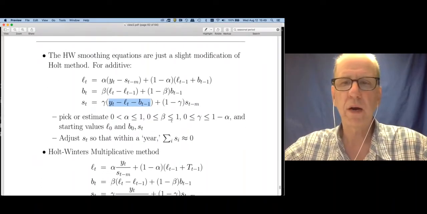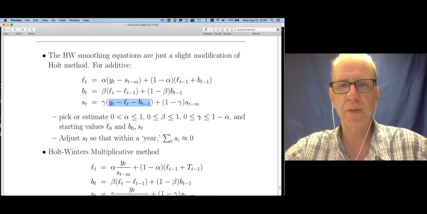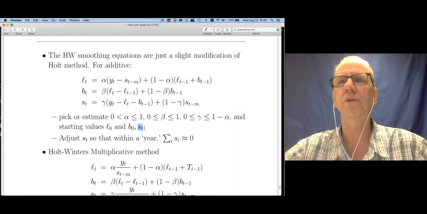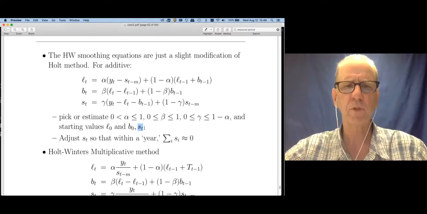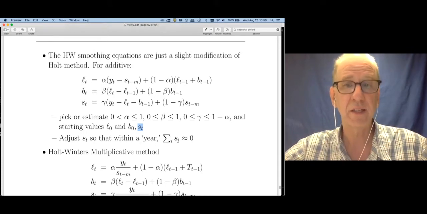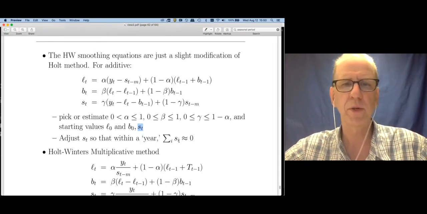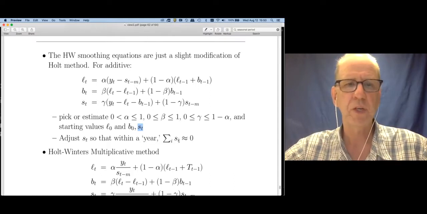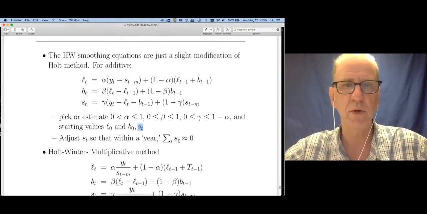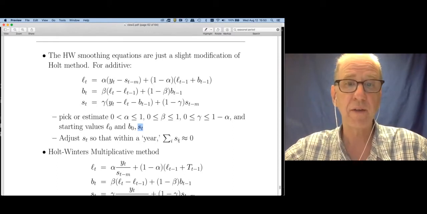So we now have an additional smoothing parameter, gamma, and we have an additional set of starting values that we have to estimate. We usually make an adjustment on these seasonal effects so that they add to 0. Just like in my little regression example where second quarter I add 0.5, fourth quarter I subtract 0.5, the other quarters I add 0, and so the average value is 0.